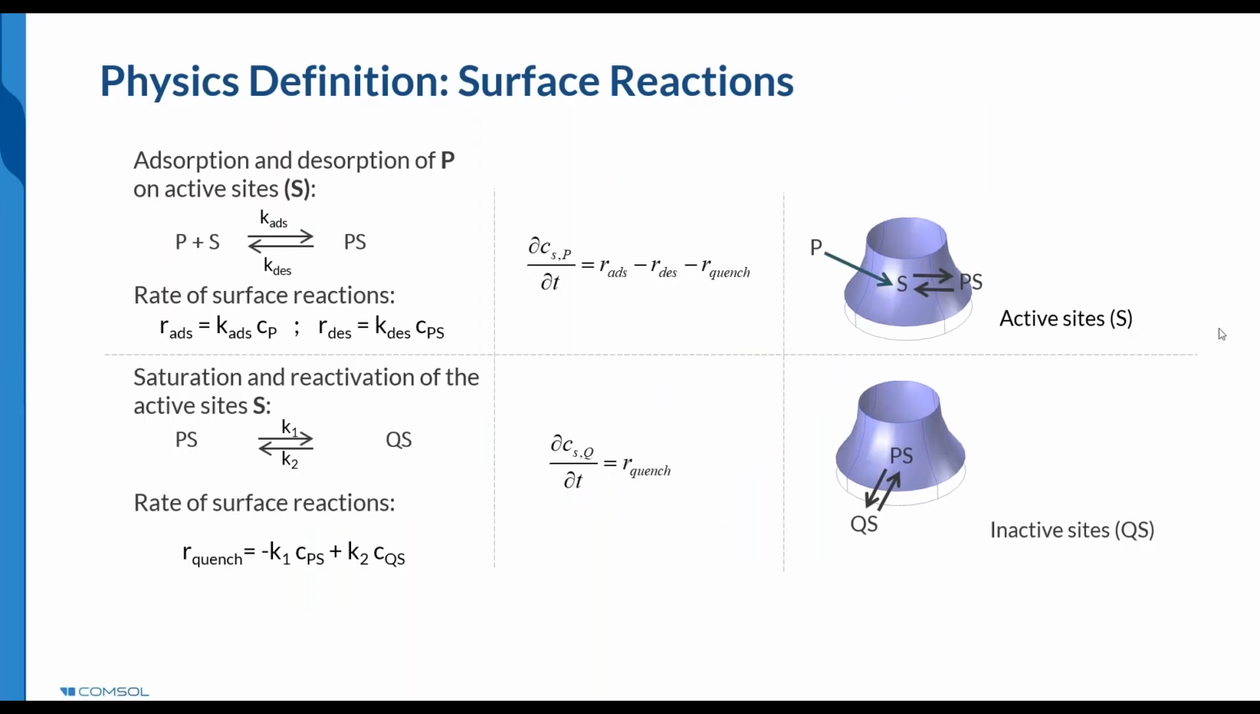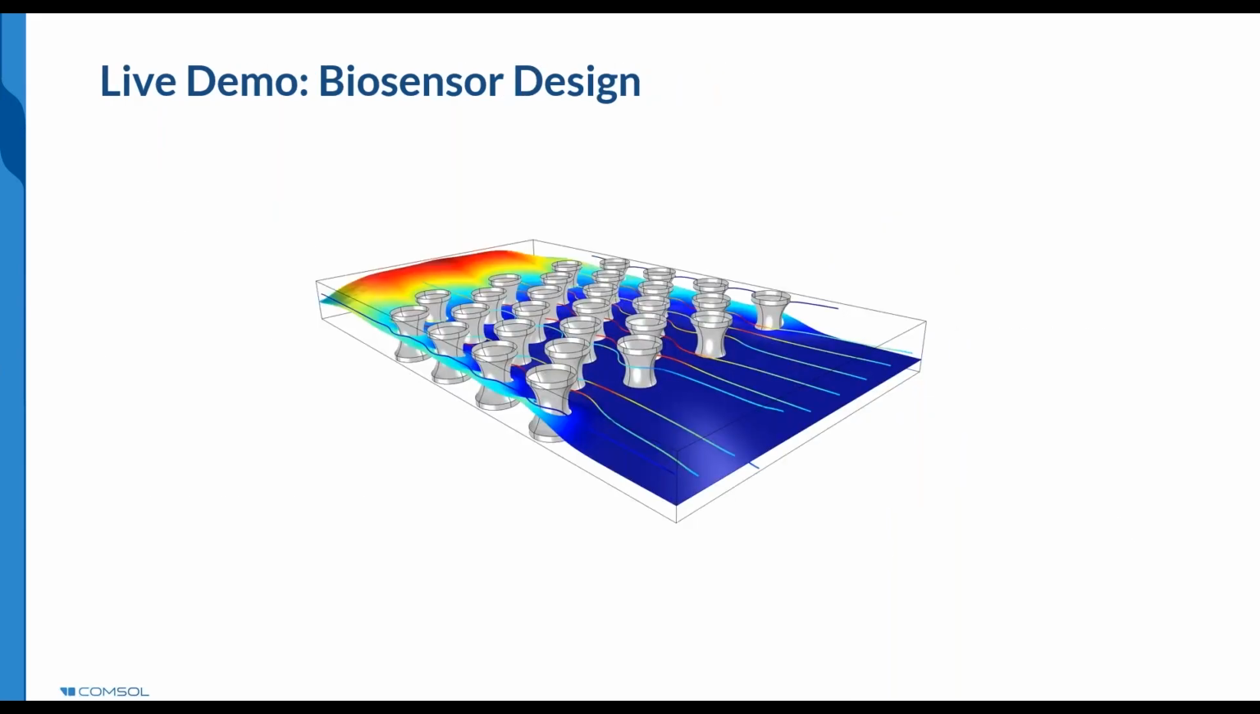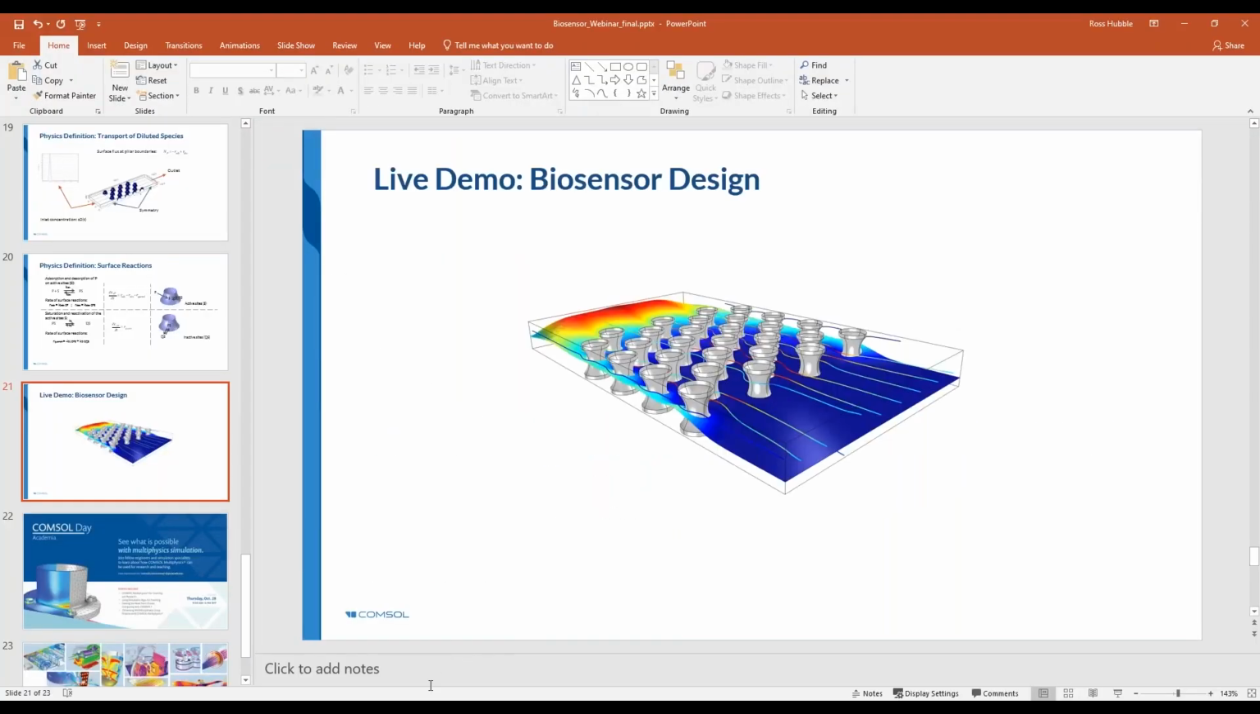At the surface of our pillars, we're going to have two reactions happening. So we're going to have our P, our biomolecule, reacting and adsorbing and desorbing onto our surface. And we're also going to have the adsorbed species being quenched by our quenching reaction, which is our second reaction here. Okay, so let's move on to COMSOL and see how we can build this model up.